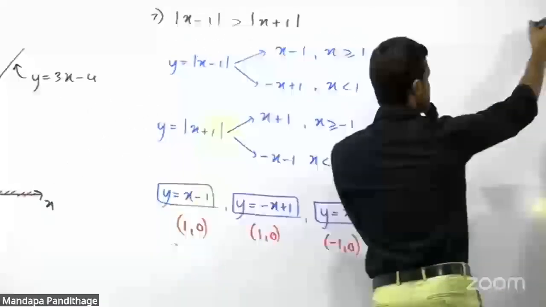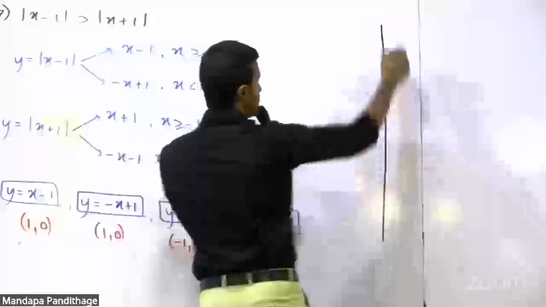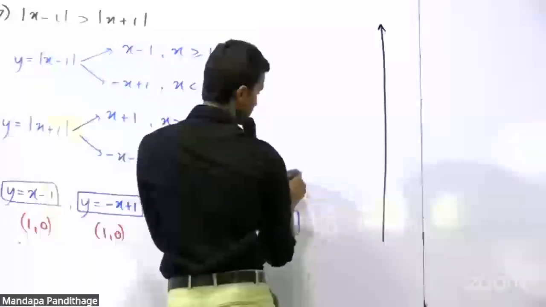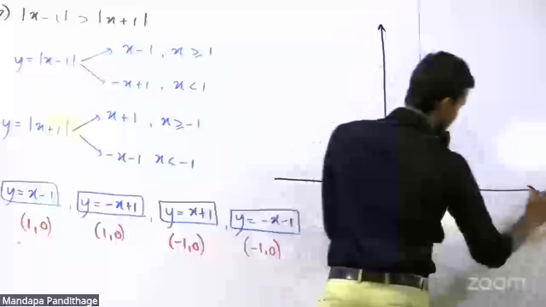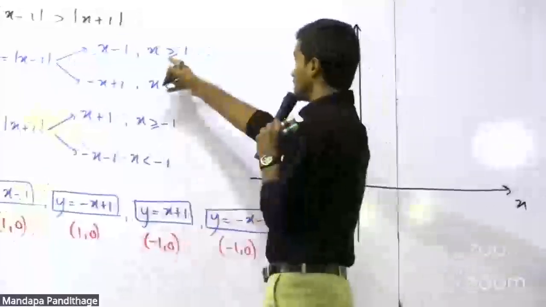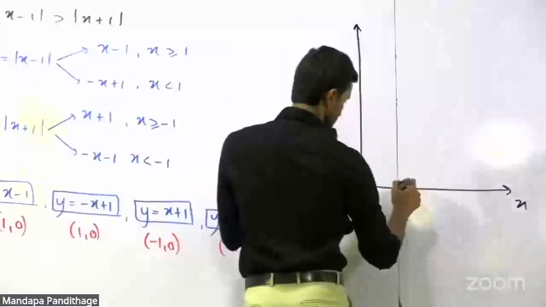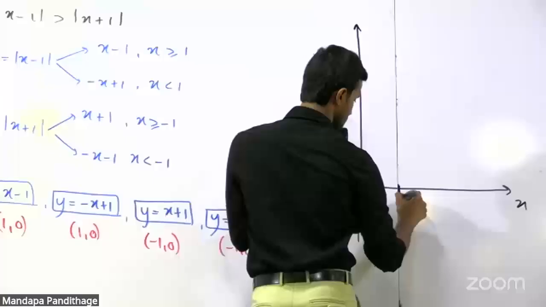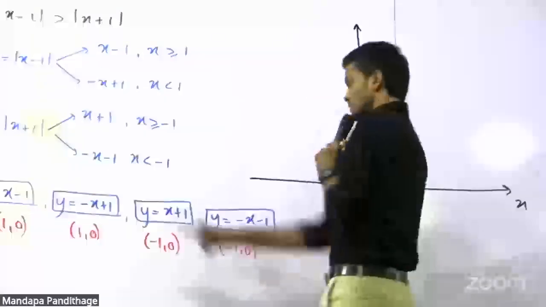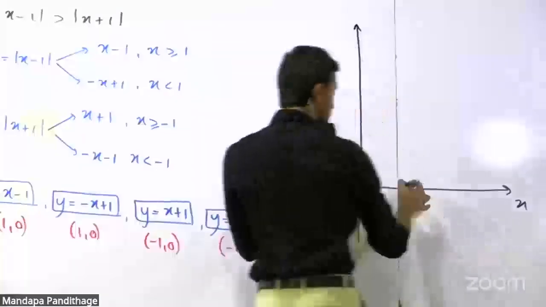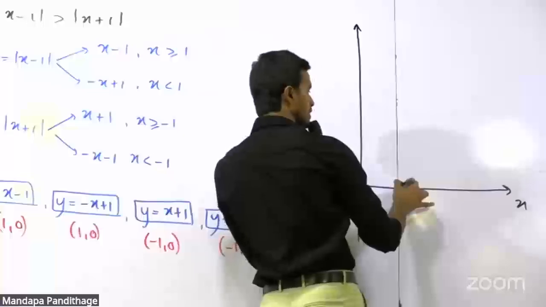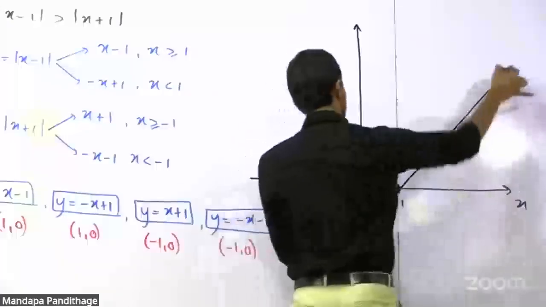So when you draw this on the same Cartesian plane, let's start with this one. I told you 1 point is enough. So I'm using x equal to 1, this point, and this is 1, 0. So that is x minus 1. From here, you have to draw the graph which has a gradient of 1.